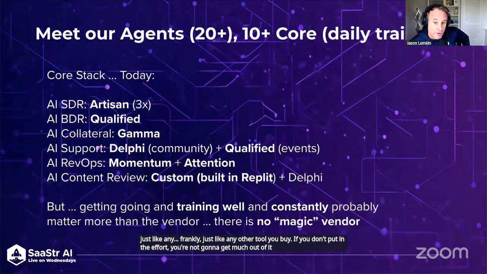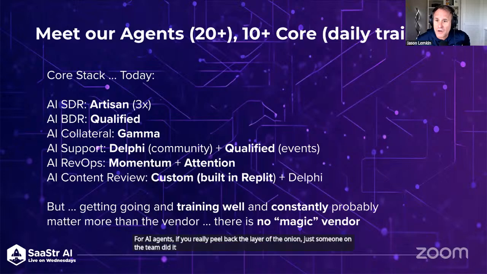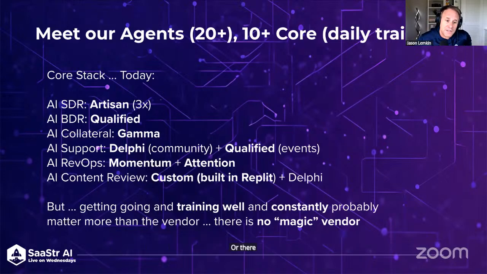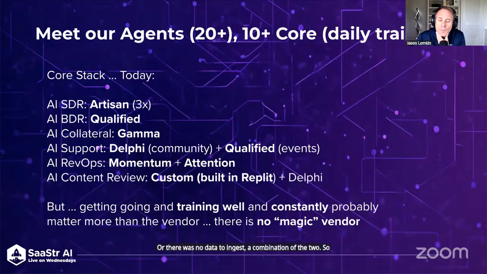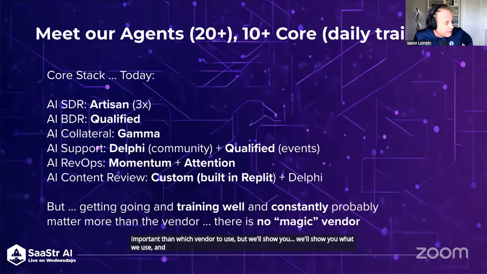So many of the failures for AI agents, if you really peel back the layer of the onion, are just that someone on the team did it and there was no proper training or there was no data to ingest, or a combination of the two. So that's far more important than which vendor to use, but we'll show you what we use. And maybe with that, Amelia, you could transition into SDR and BDR.